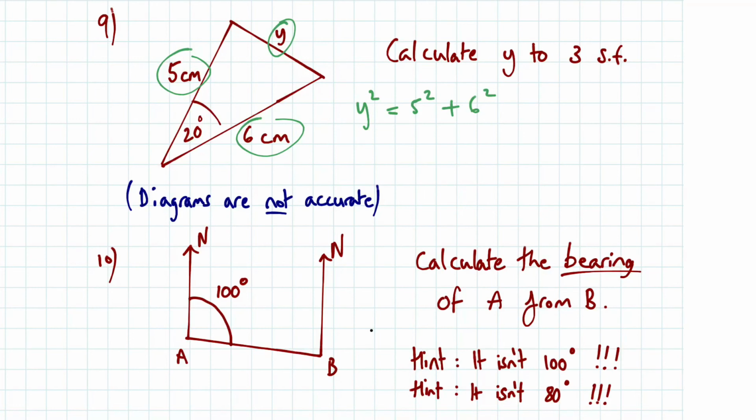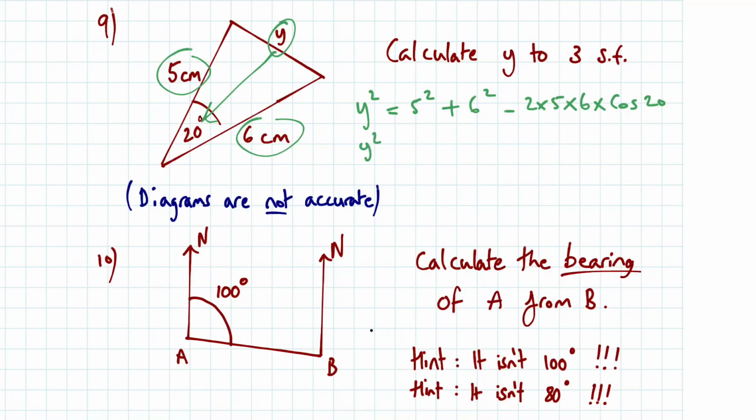Now on its own, that would just be Pythagoras, but this is not a right-angled triangle, so I can't do that. I've got to tag this little bit on the end, using the 5 and the 6 again: 2 times 5 times 6. And then you just put this on the end, cos of the 20. That 20 is always the angle across from the side you're trying to find.